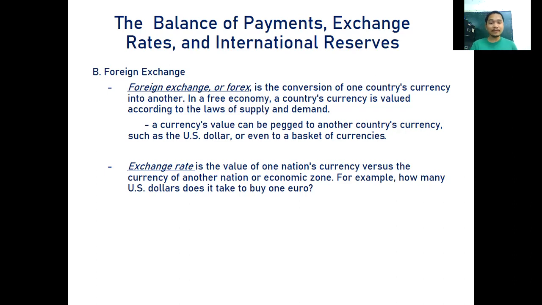Exchange rate, it is the value of one nation's currency versus the currency of another nation or economic zone. For example, how many US dollars does it take to buy 1 euro? So exchange rate, diba? Kung na may money nga, pila kang exchange rate niya karon.